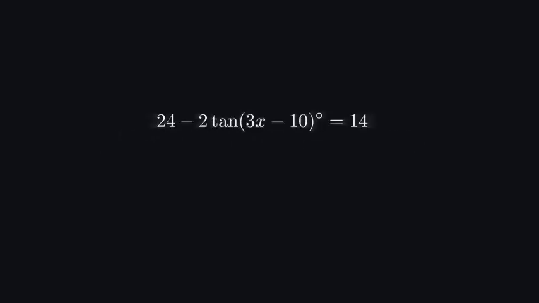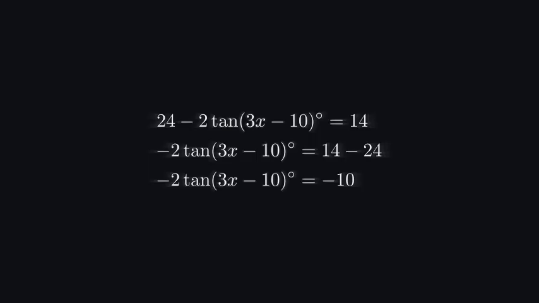24 minus 2 tan of (3x minus 10)° equals 14. Minus 2 tan of (3x minus 10)° equals 14 minus 24. Minus 2 tan of (3x minus 10)° equals minus 10.